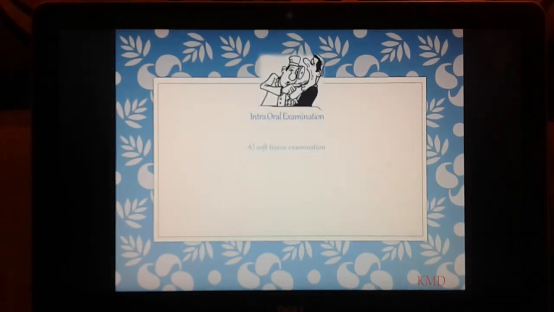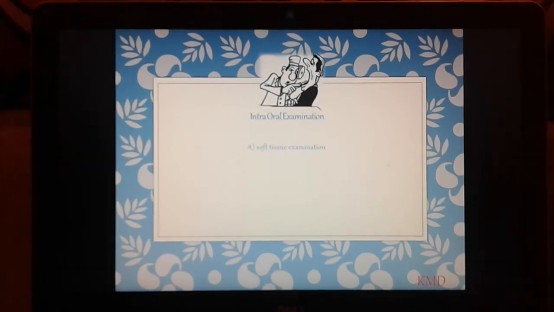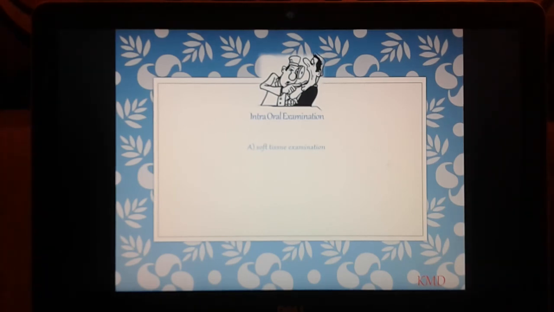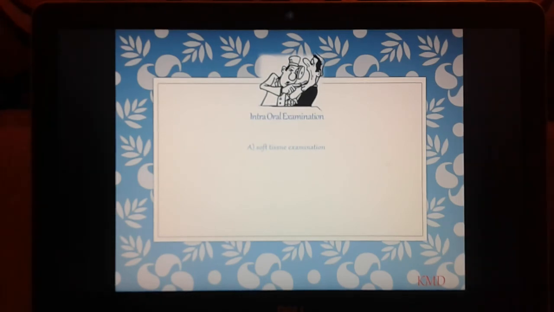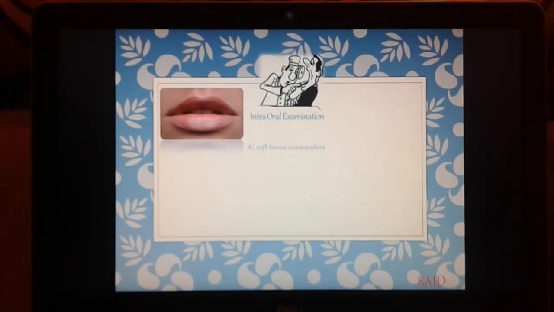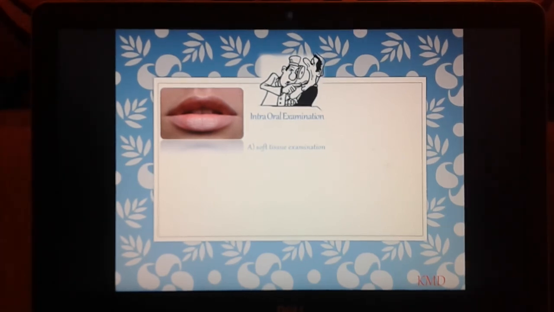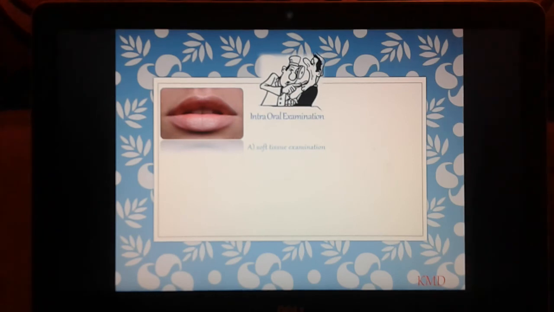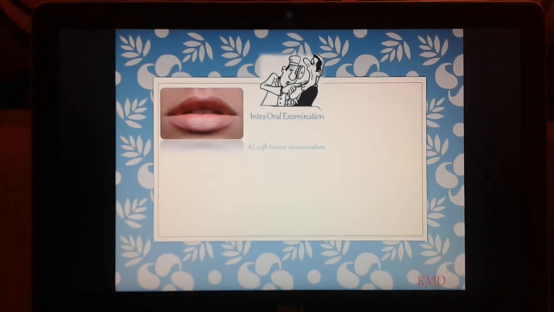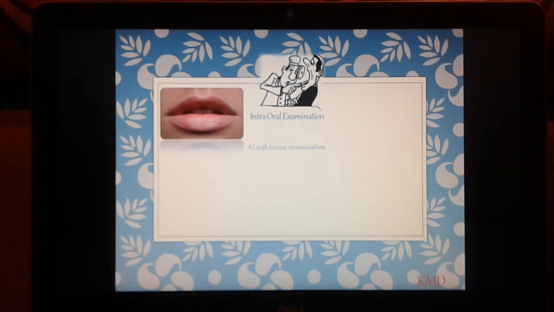Coming to the intraoral examination, this constitutes a soft tissue examination and a hard tissue examination. In the soft tissue examination, we start with the lips. The lips are checked for color, texture, and any surface irregularities, and we need to palpate the upper lip and the lower lip to evaluate any thickening or induration, or any swellings.